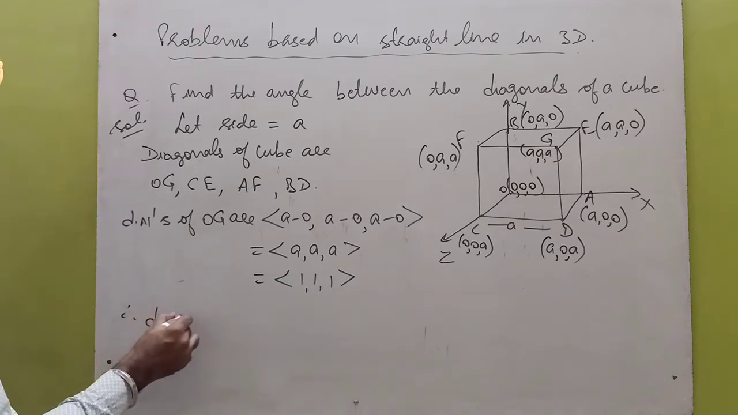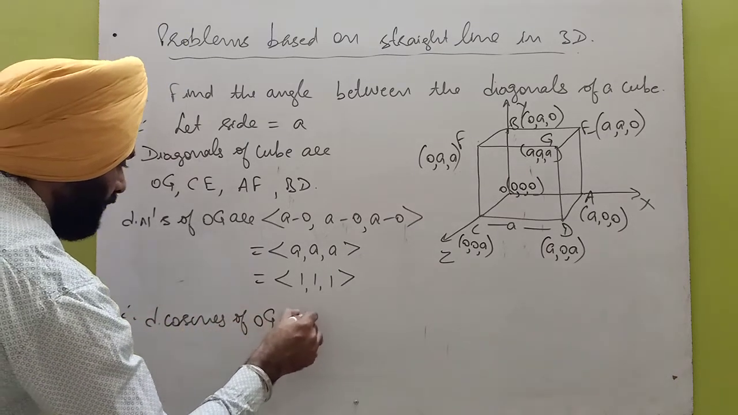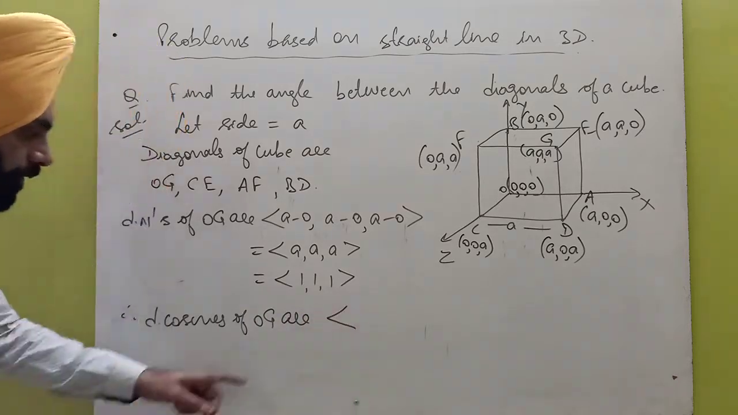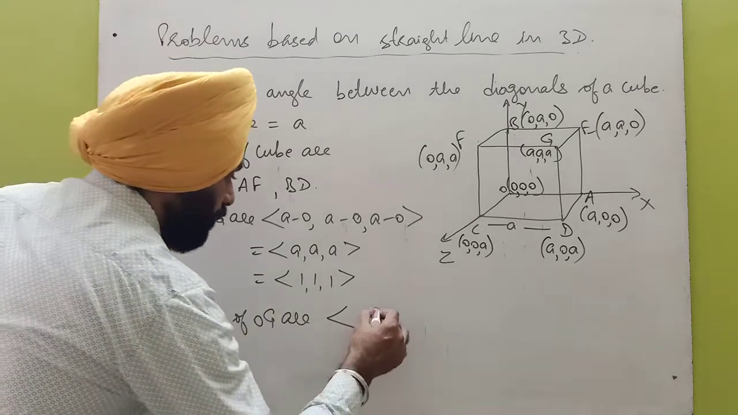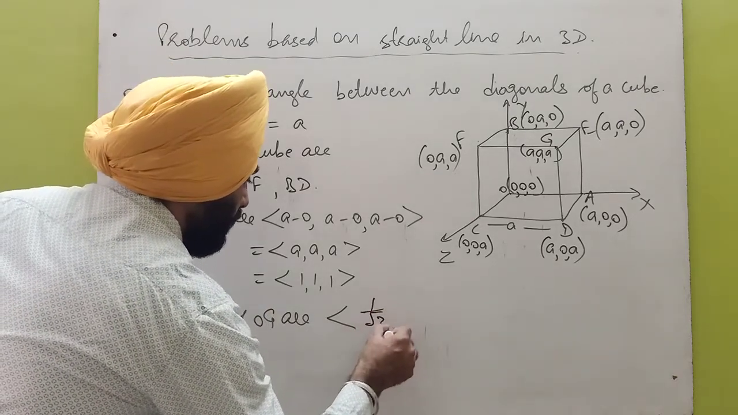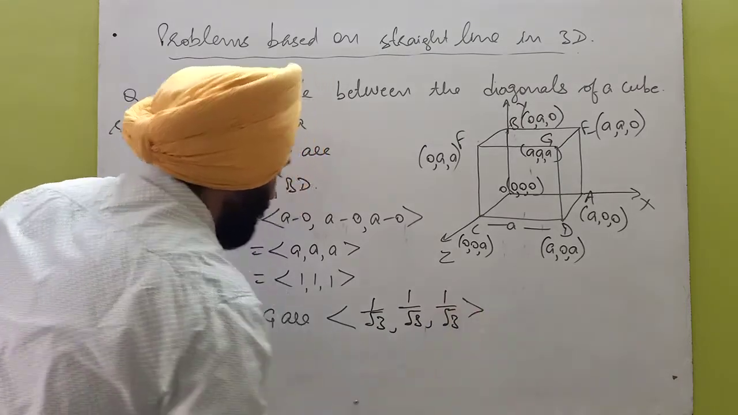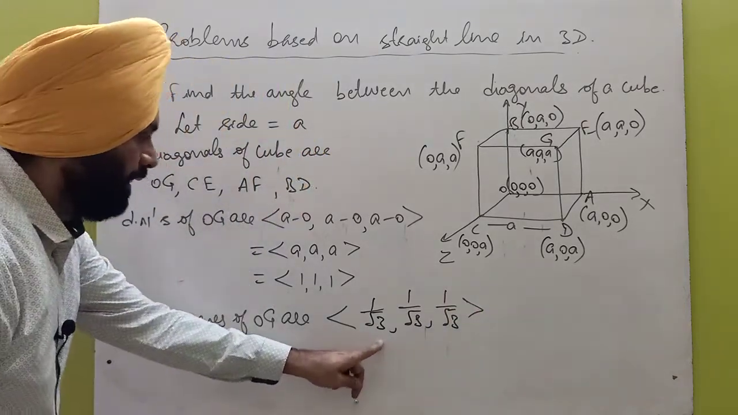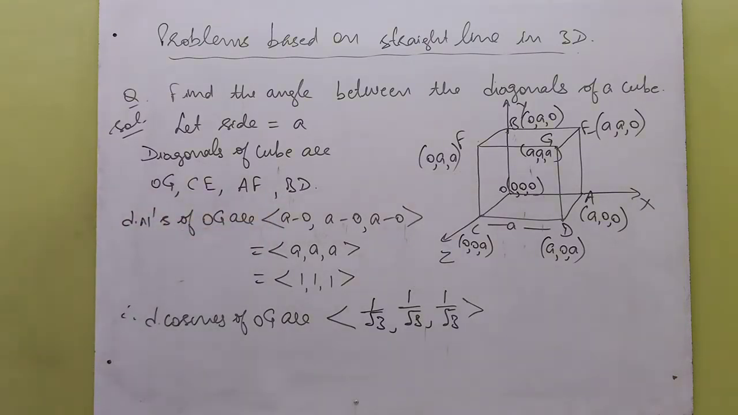Therefore the direction cosines of OG are: from direction numbers find direction cosines, divide by the square root of the sum of squares of 1, 1, 1. So there will be 1 by root 3, 1 by root 3 and 1 by root 3. So these are the direction cosines of OG. Similarly we will find the direction cosines of every diagonal.